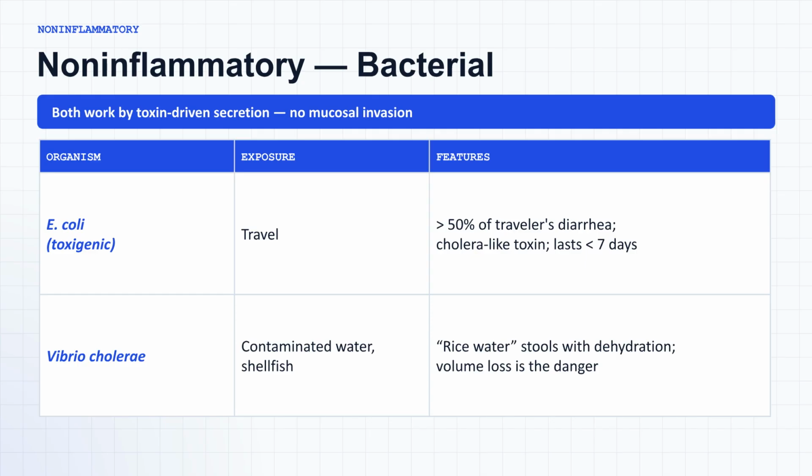Vibrio cholerae is the extreme version of the same mechanism. Contaminated water and shellfish are the exposures. The stool is described as rice water, a pale cloudy fluid with flecks of mucus and almost no odor. The danger in cholera is not the organism. It is the speed of the volume loss. A patient can lose more than a liter an hour. Both are managed with aggressive rehydration first. Antibiotics shorten travelers' diarrhea but are not required for mild disease.